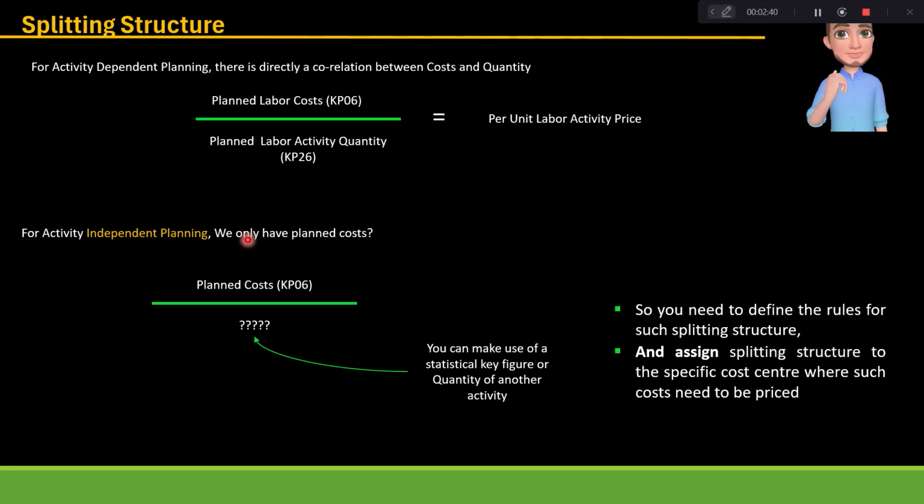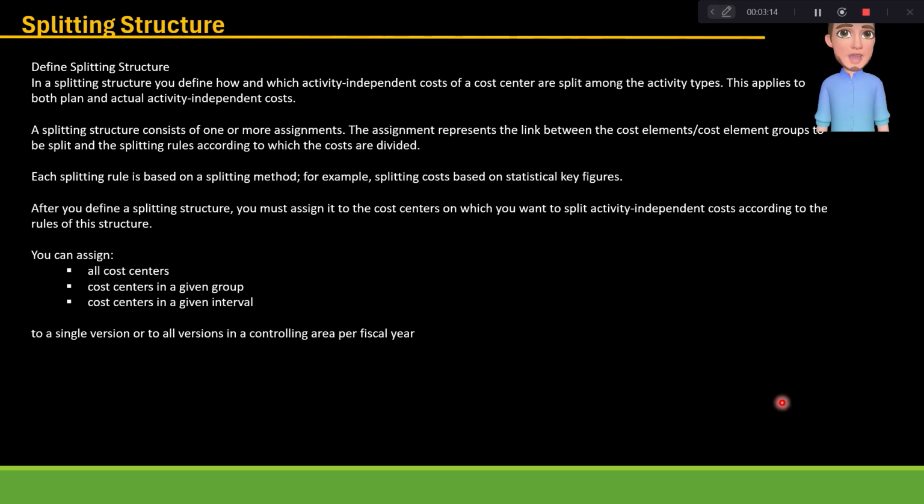But for independent planning, there is no denominator. You only have planned cost. It is not associated with an activity. Here you can make use of a statistical key figure, or you can make use of the quantity of another activity and associate these planned costs to one of those activities, maybe power, maybe fuel. We can create a totally new activity, say K105, and you can load these activity independent costs directly to one of those. So you need to define the rules of such a splitting structure and assign the splitting structure to the specific cost center.